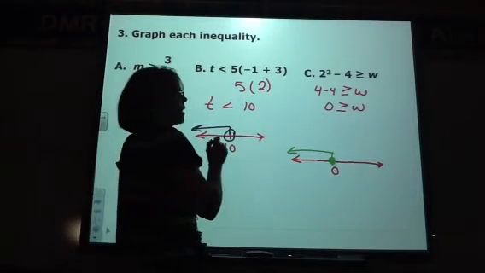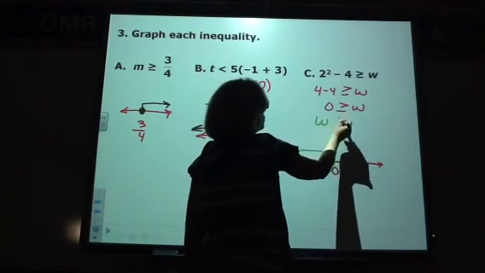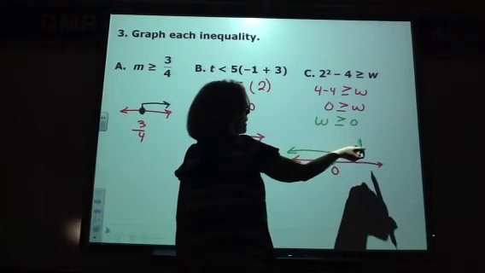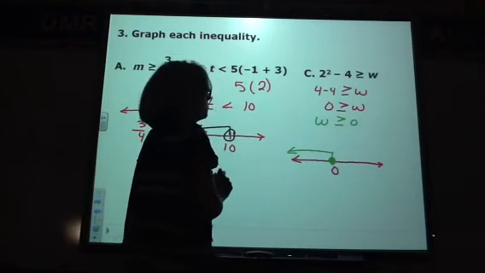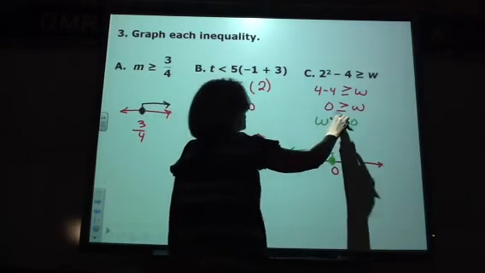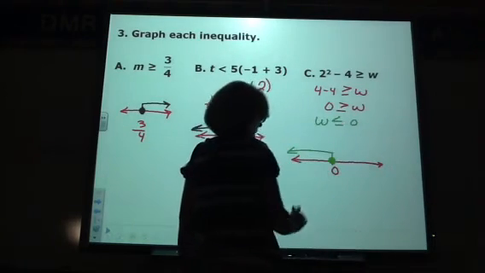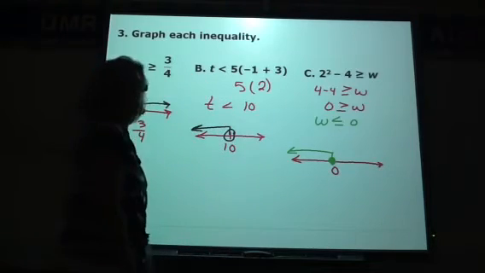Okay? If you wanted to rewrite it where your variable is on the left side, you would need to flip that inequality symbol. W is greater than or equal to 0. Back up, guys. I didn't flip it. That's not right. It would be less than. I need to flip that inequality symbol because your solution set is going to the left.